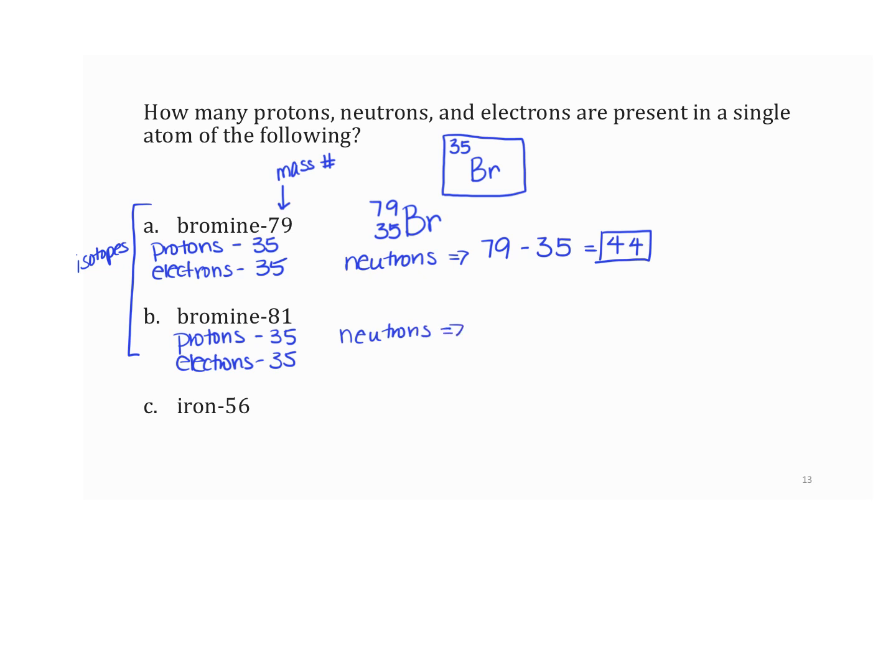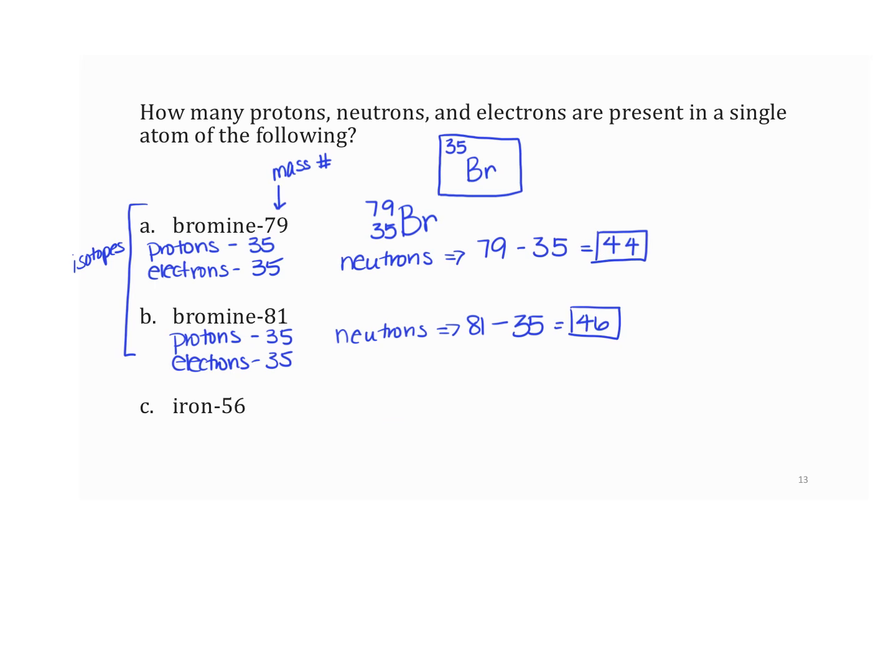And so for the number of neutrons, we're going to take 81. That's the mass number for this isotope. We're going to subtract 35, and that will give us 46. And so again, we can see that these are isotopes because they have the same number of protons, but a different number of neutrons here.